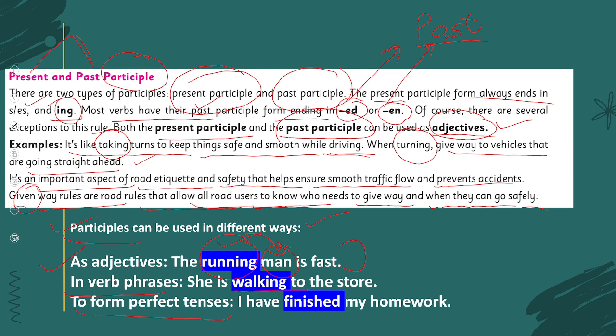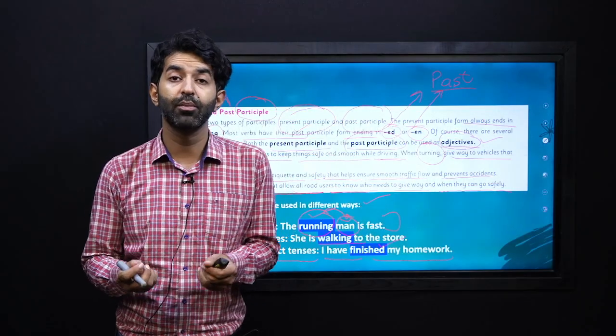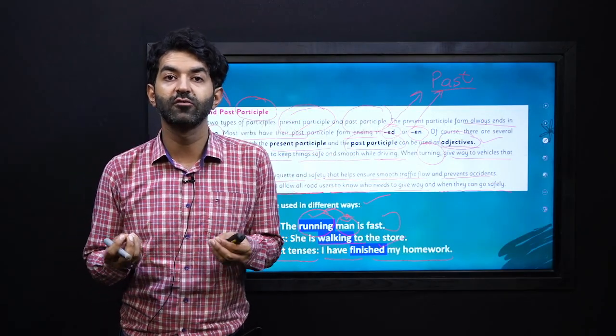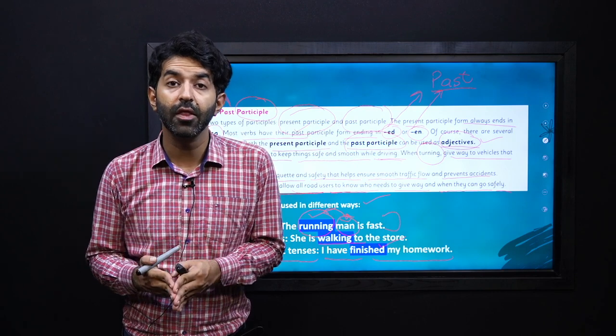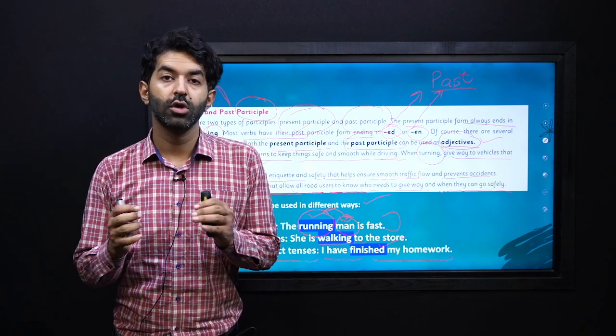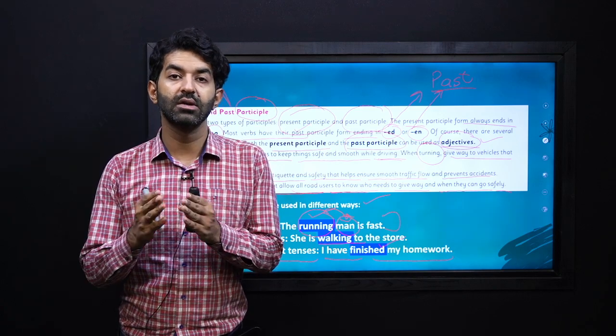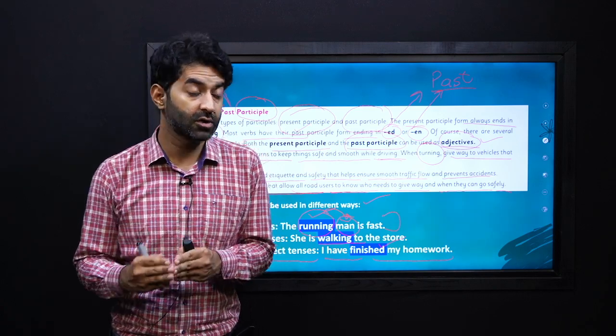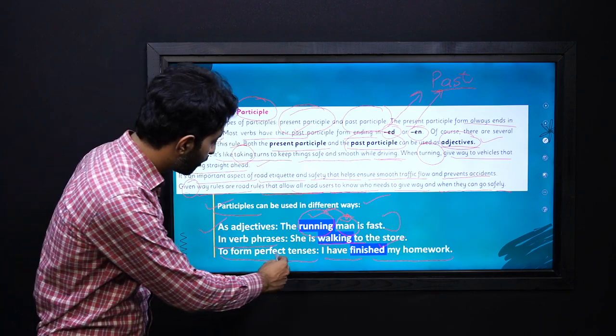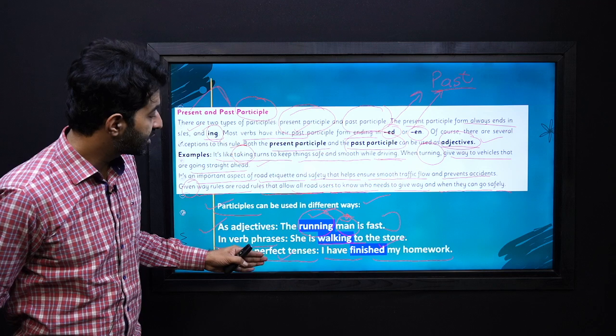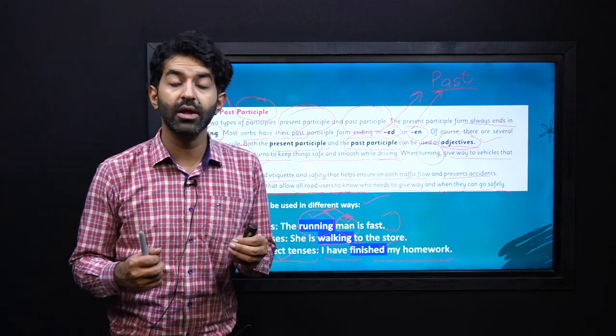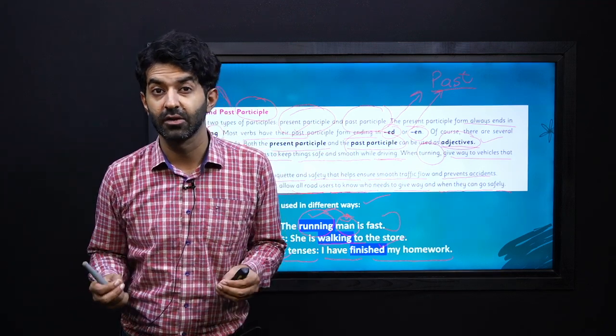To form perfect tense, we can use the same thing. I have finished my homework. Now, this is a past participle example because it is ending with ed, as we talked about. So you can easily recognize them. You can recognize them in the perfect tenses, you can recognize them in verbs, and you can also recognize them in your adjectives.